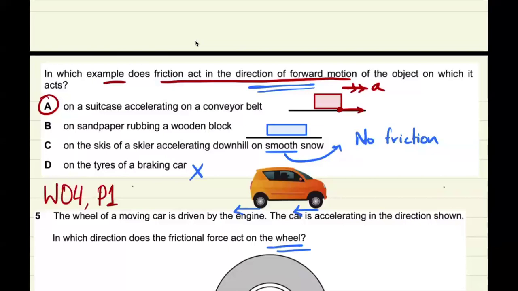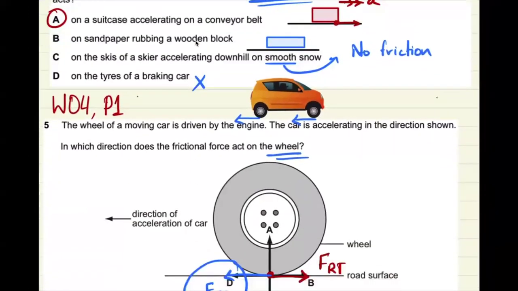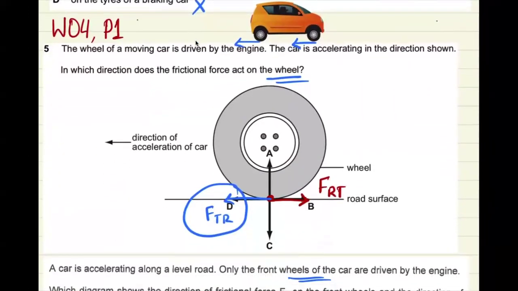All right. So for example, if a suitcase is accelerating on a conveyor belt, which is a case like this. Because this belt is accelerating to the right, the suitcase wants to move to the left. So friction is also forward, right? This is the idea here. Similarly, in the cases of engines and these wheels, it's like this.